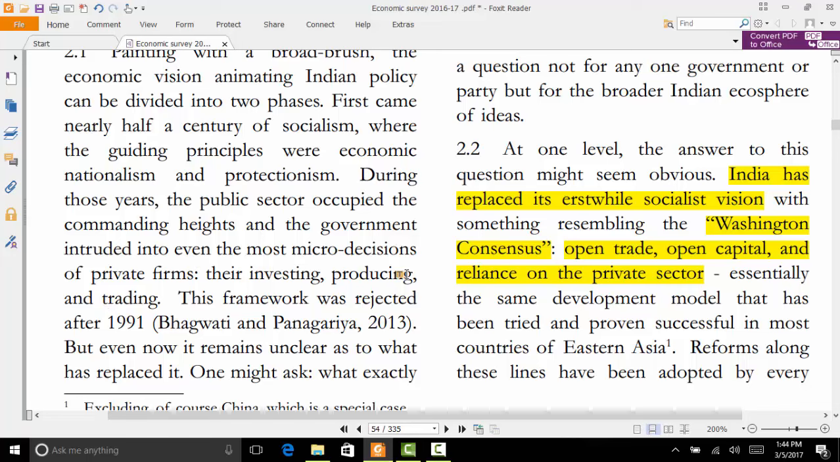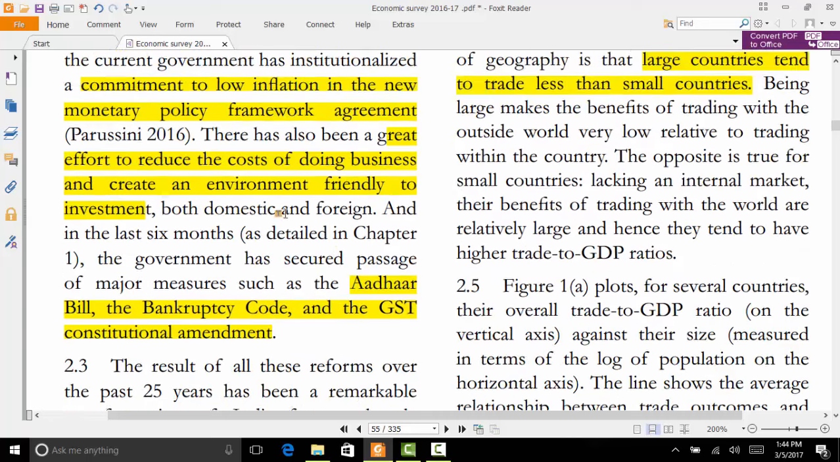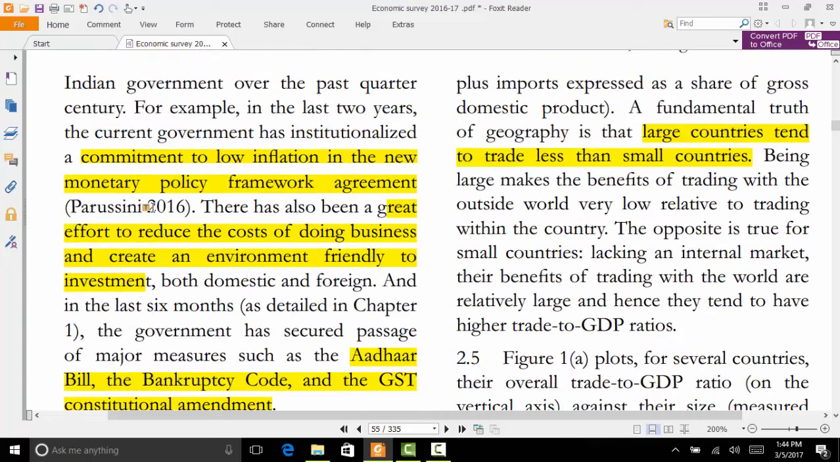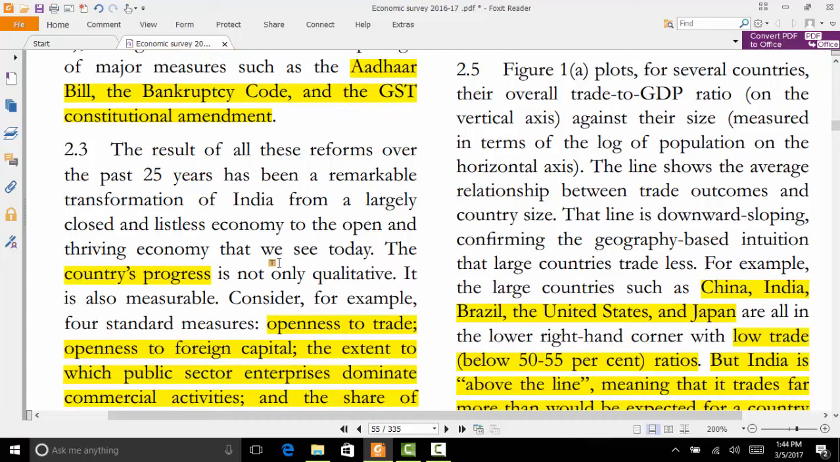Now we discuss one by one. We try to bring out certain meaningful things from the different paragraphs. Here in 2.2 it says India has replaced its erstwhile social vision. Now we have moved towards more openness in trade and all, something resembling the Washington Consensus. There is open trade, open capital. This is how our economy has moved. Then there is the commitment to low inflation and monetary policy, all these things we have done: the Aadhaar bill, bankruptcy code, GST.